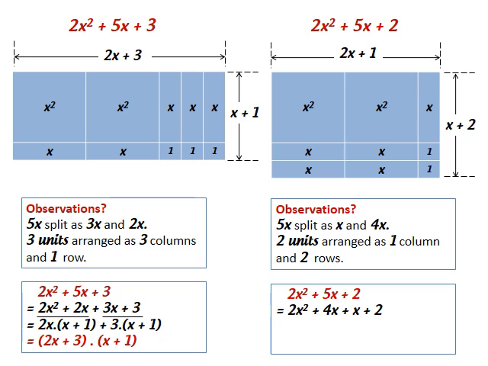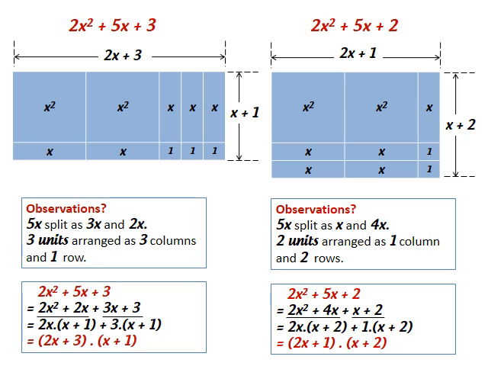The 5x has been split as 4x and x, and again we make two groups, take the common factors, and then 2x of (x plus 2) plus 1 of (x plus 2) gives us (2x plus 1) of (x plus 2). So you can see that the factors are indeed the same ones as we found out practically.